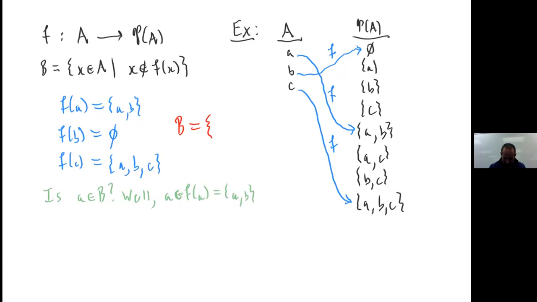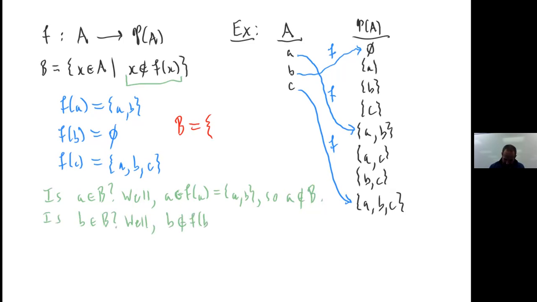So does it meet this requirement? It can't be an element of its output, yes? So what do we conclude? So little a is not in B, okay? Is little b in big B? Well, little b is not a member of F of B.